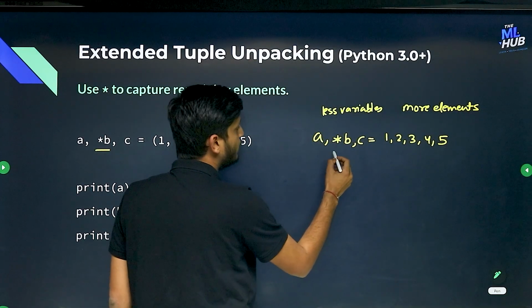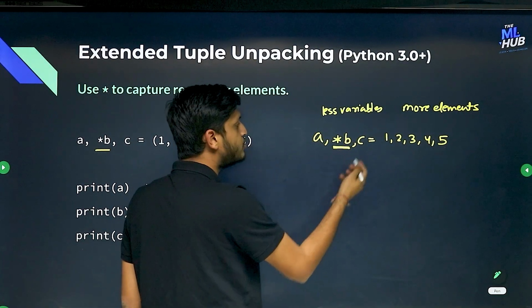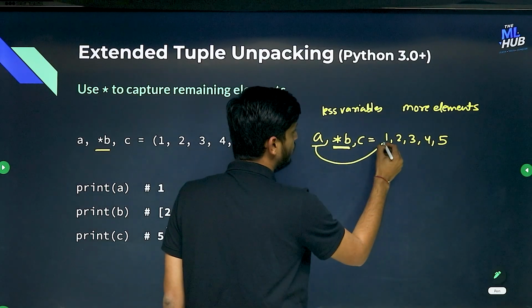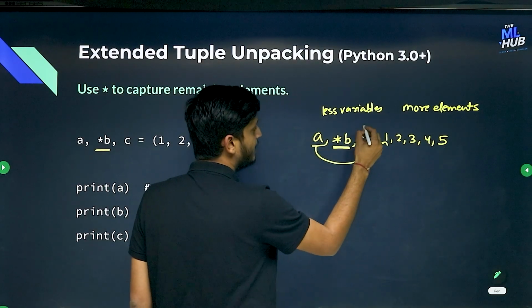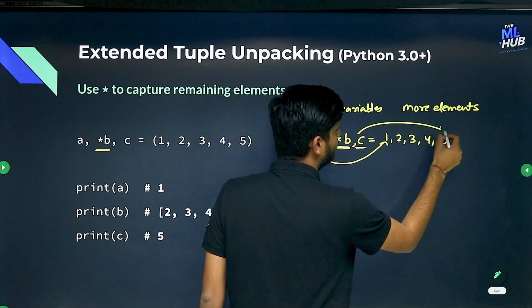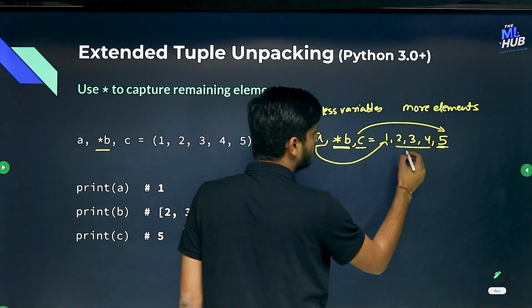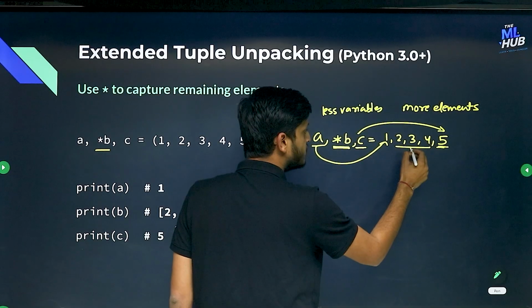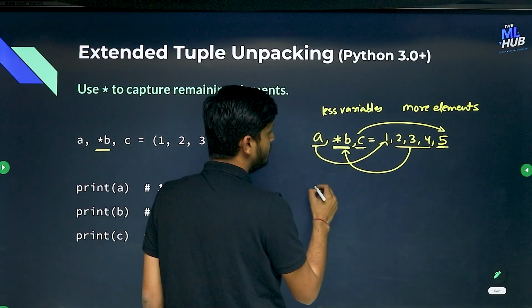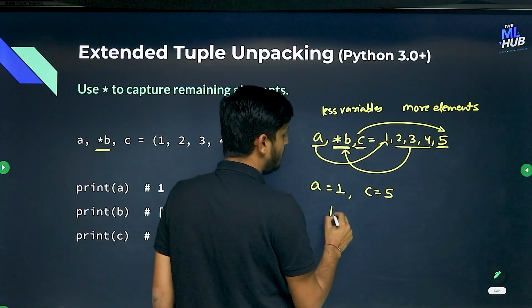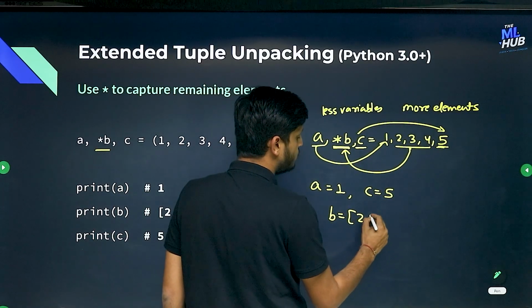Whatever variable you add a star to will consume all the remaining elements. So here, A will be assigned the value 1 and C, which is present at the last, will be assigned the value 5. Whatever values are left in between, 2, 3, 4, will be assigned as a list inside the variable B. So A will be element 1, C will be element 5, and B will be the list containing the elements 2, 3, 4.